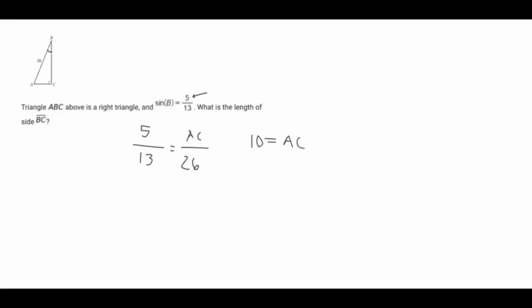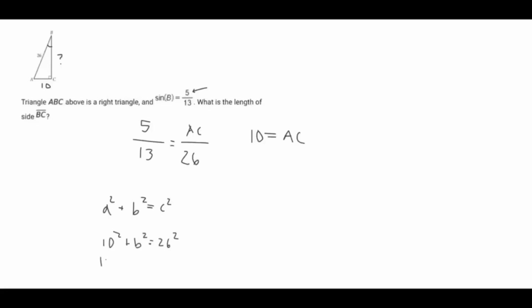So there we go. So we know that AC is 10, and now we want to find the side length of BC. So we don't know what BC is, but guess what? It's a right triangle, and so we can use Pythagorean theorem. So Pythagorean theorem is A squared plus B squared equals C squared, right? And we know it doesn't really matter. I guess I'll call AC the A value. So we have 10 squared plus B squared equals 26 squared.